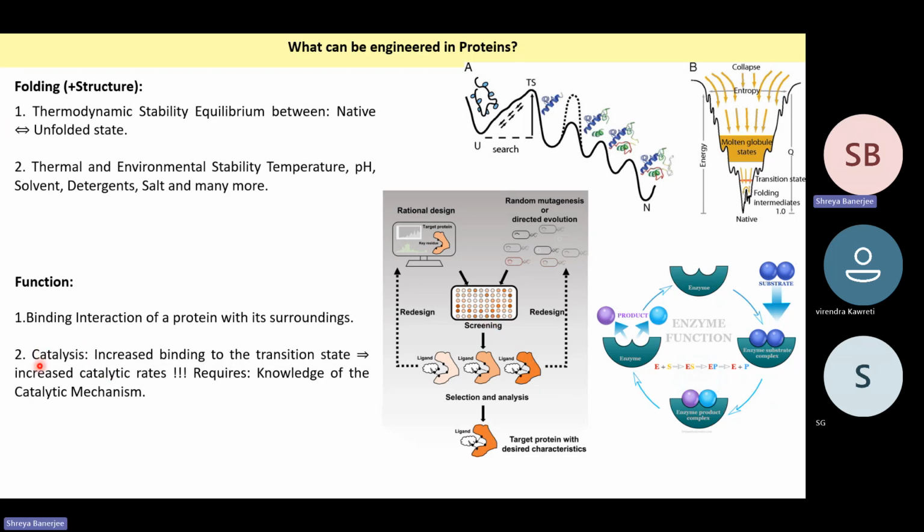Another thing is the catalysis. A new protein can be designed which has increased catalytic rates. So if the knowledge of the catalytic mechanism is present, that is, if we know where the hotspot is, where the enzyme is binding with the reagents, then by mutating the hotspot residues, we can increase the catalytic rate and control the rate of catalysis. So that is another aim that a person might have while carrying out protein engineering.